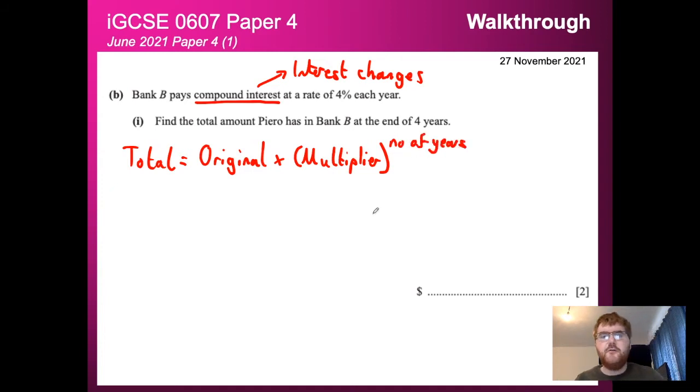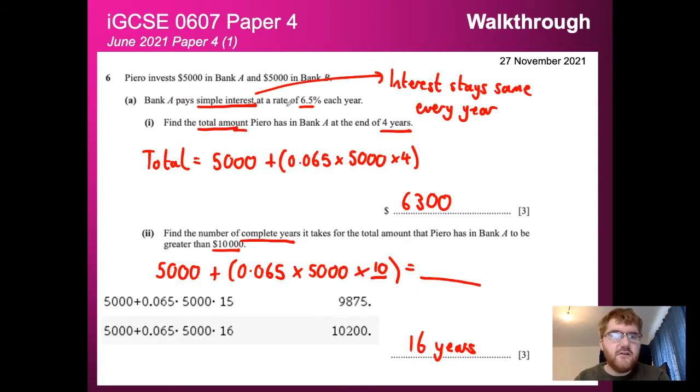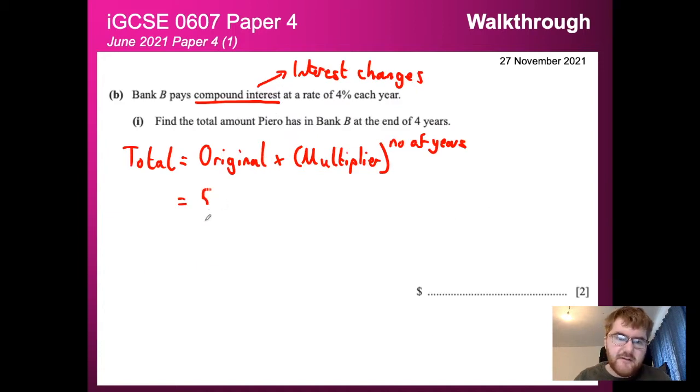So you need to know this formula. This is not on your formula sheet. So we put in the information we have. Well, the original amount was also 5,000, so we put in 5,000 here. Now the multiplier, well, we're increasing by 4% each year. So if we take 100% plus 4%, that gives us 104%.